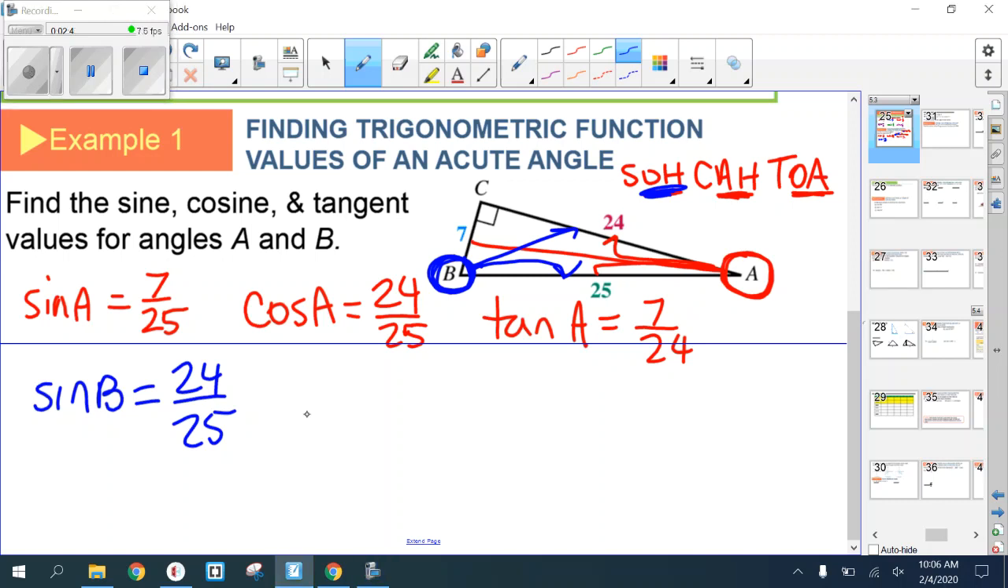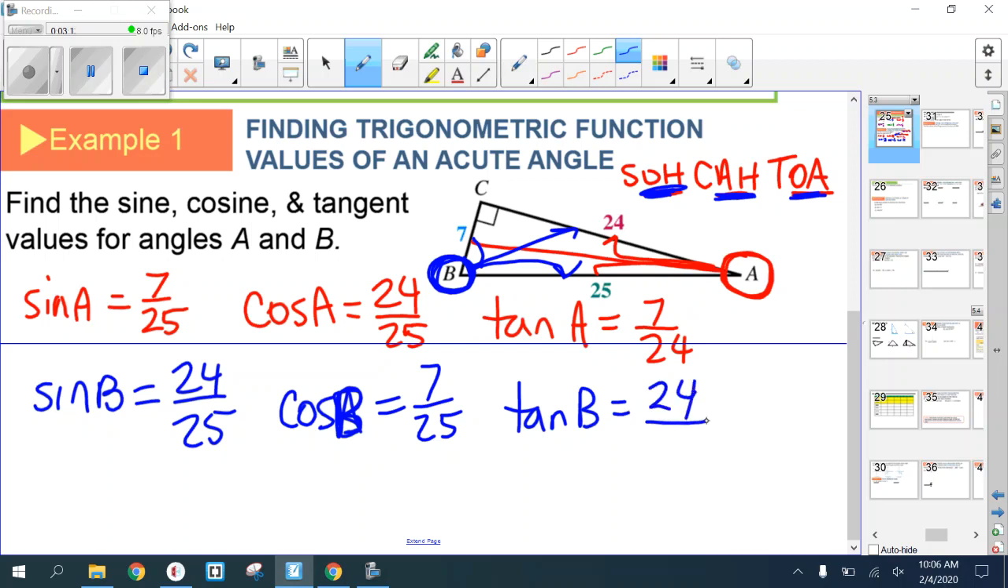Then we're looking at cosine. Cosine, whoops, not of angle A, but of angle B. Cosine of angle B. Cosine is adjacent over hypotenuse, so 7 over 25. And then tangent B, we know tangent is opposite over adjacent, opposite 24, adjacent 7. That's it.